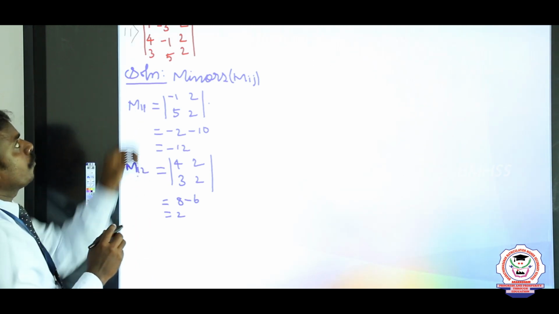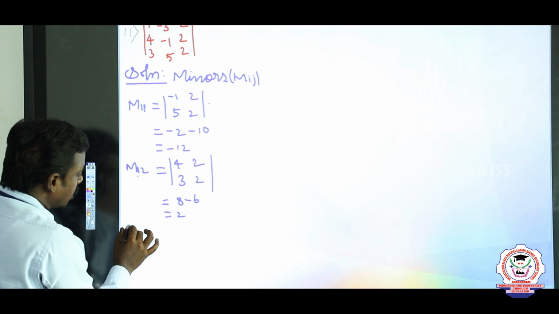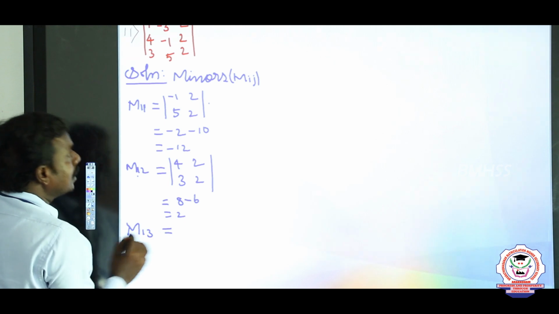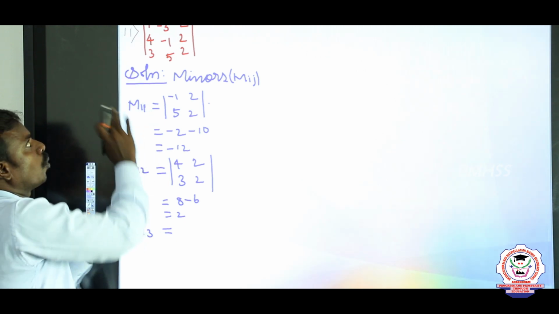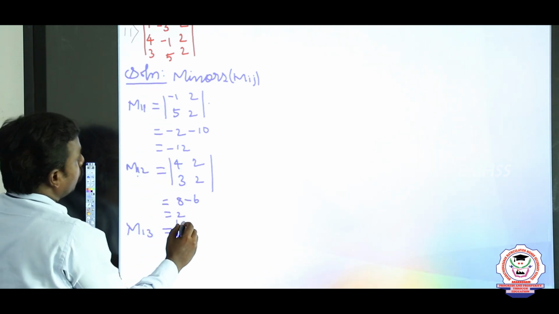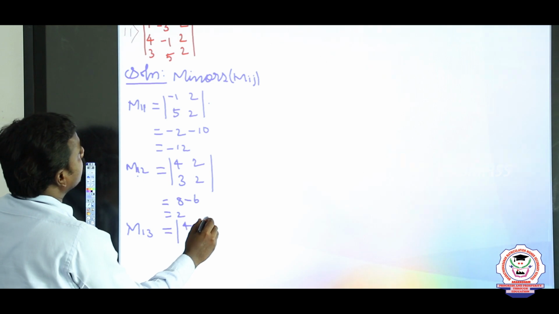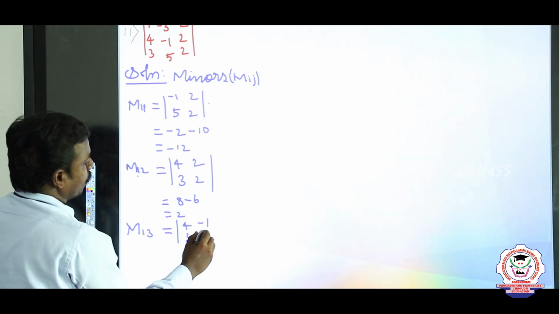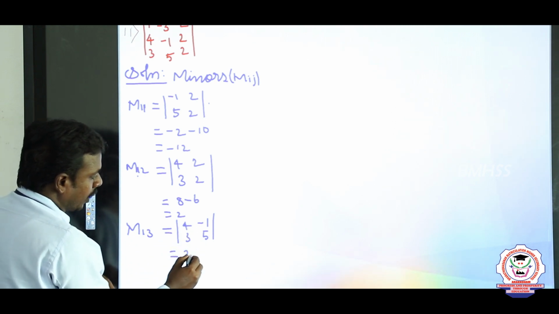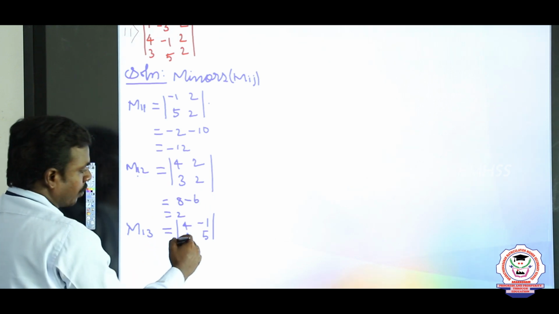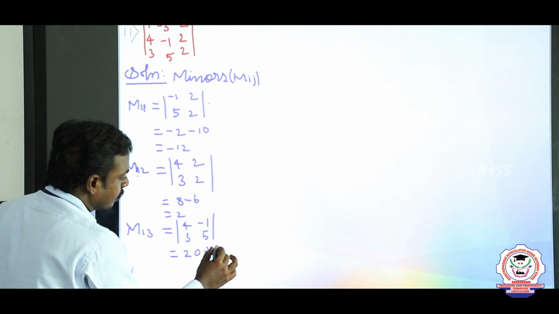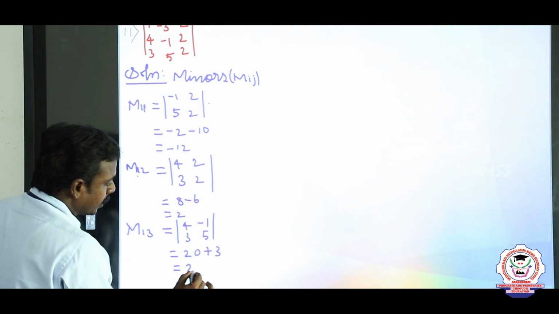Next, the minor of plus 2. The position of plus 2 is M13, so first row, third column. We need to omit the first row and third column. The remaining elements are 4, minus 1, 3, plus 5. Now I am going to find this determinant value. 4 5s are 20. Minus should come while taking cross multiply, and already one minus is there, so minus and minus is plus 3. 20 plus 3, that is 23.